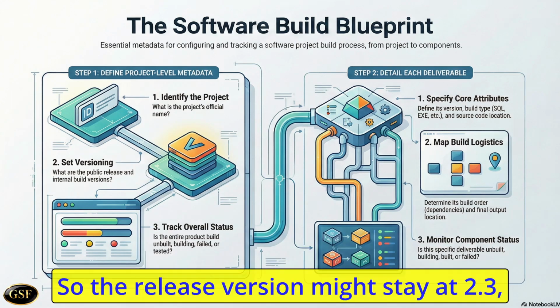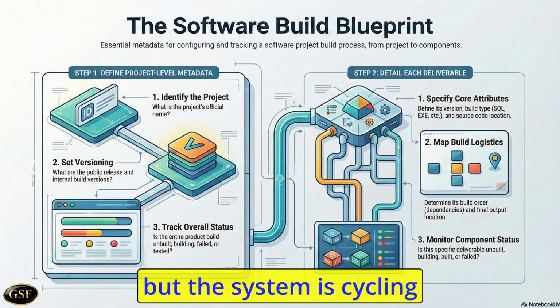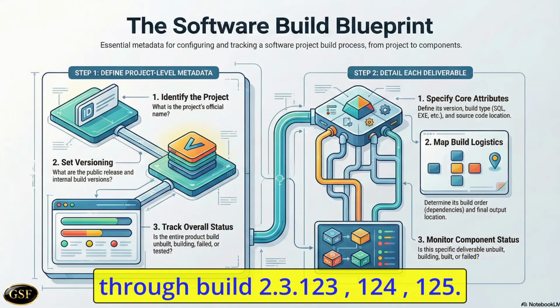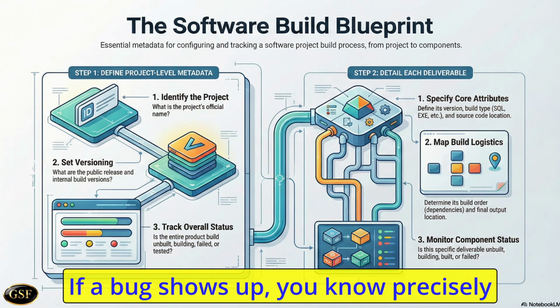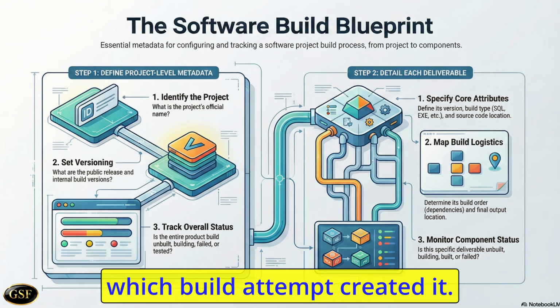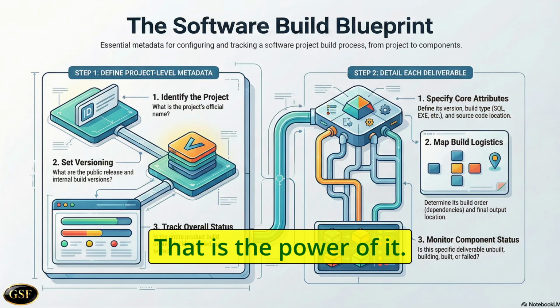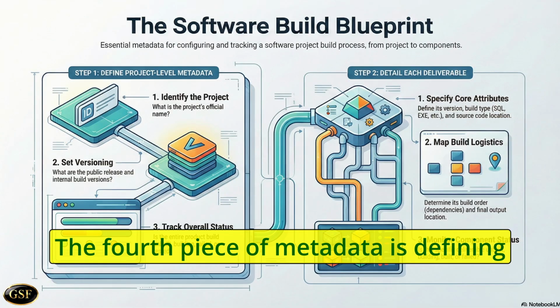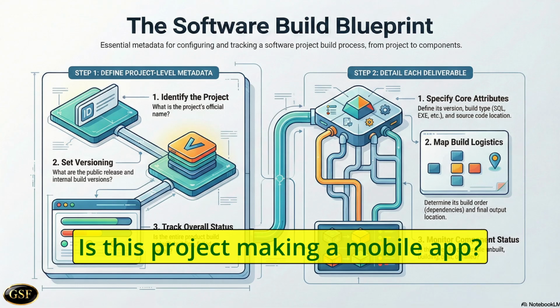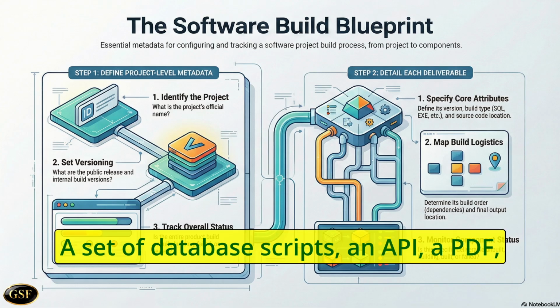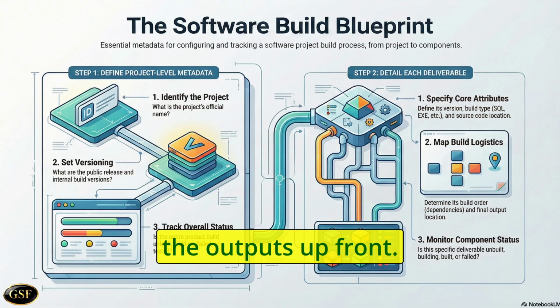So the release version might stay at 2.3, but the system is cycling through build 2.3.123, 124, 125. That is fantastic for debugging. Yeah. If a bug shows up, you know precisely which build attempt created it. That is the power of it. The fourth piece of metadata is defining the high-level deliverables. Is this project making a mobile app, a set of database scripts, an API, a PDF? You have to define all the outputs up front.